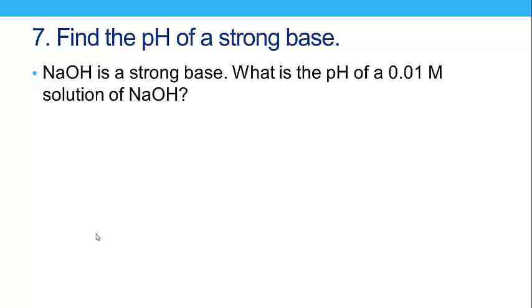Find the pH of a strong base. NaOH is a strong base. What is the pH of a 0.01 molar solution of NaOH? So we want to use our pH formula here. pH is the negative log of the hydrogen ion concentration, but we're not given the hydrogen ion concentration. What we're actually given here, this 0.01 molar, is the hydroxide ion concentration because we're dealing with NaOH.